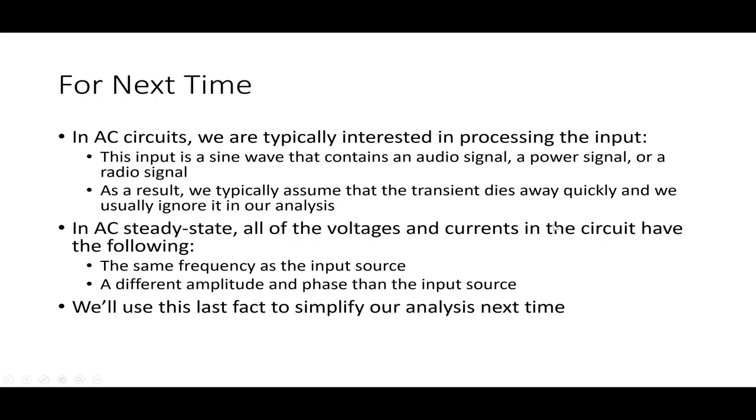In this case, all the voltages and currents have the following: they all have the same frequency as the input source, and they have a different amplitude and phase than the input source. So in general, if I only had resistors, I only have to track amplitudes. But if I have resistors and capacitors, I have to track amplitude and phase. We can use that to simplify our analysis. In other words, all we need to do is track amplitude and phase. We don't actually have to track the whole waveform. We'll use that fact to simplify our analysis next time.